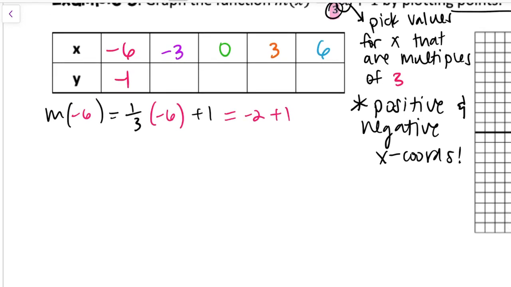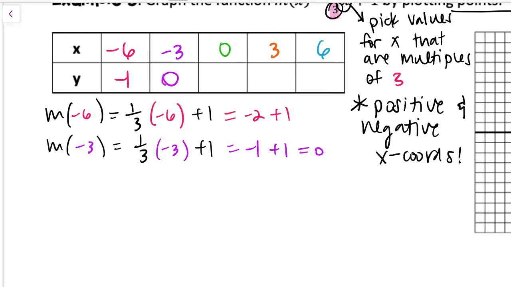And then m of negative 3 is going to be 1/3 times negative 3 plus 1. Well, 1/3 of 3 is 1, so 1/3 of negative 3 is negative 1, plus 1 is 0. Next, we're going to evaluate our function m at x equals 0. So we're going to take a third of 0 and we're going to add 1 to it. Well, a third of 0 is 0. 0 plus 1 is 1.